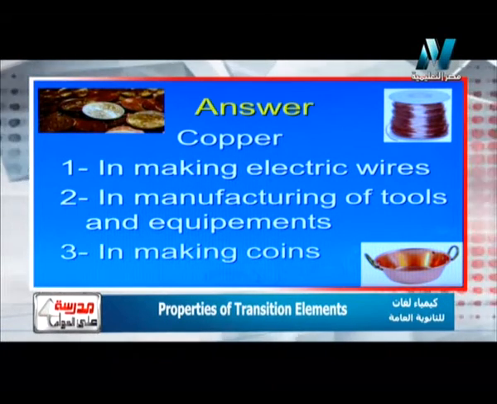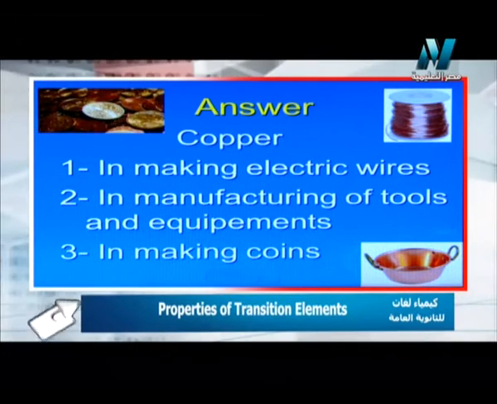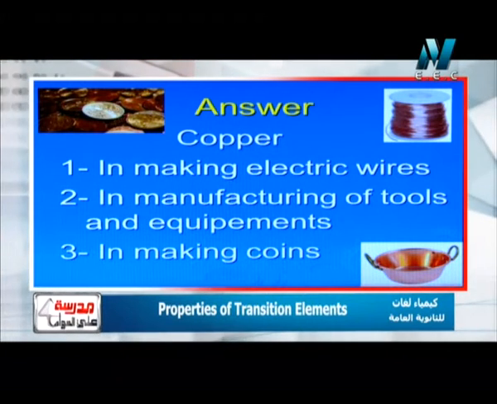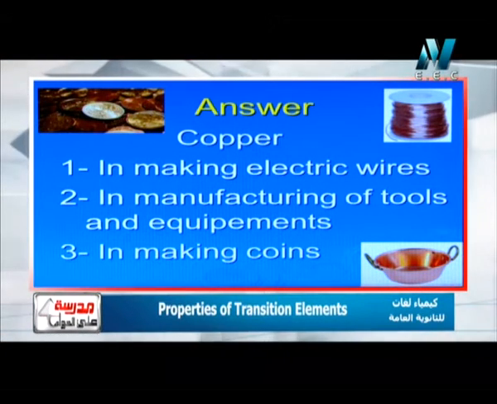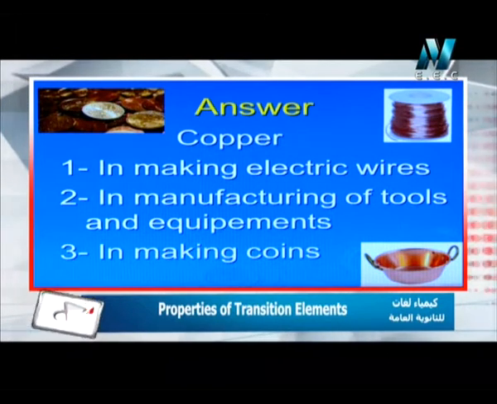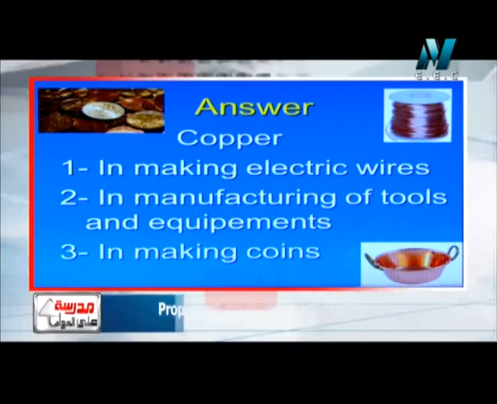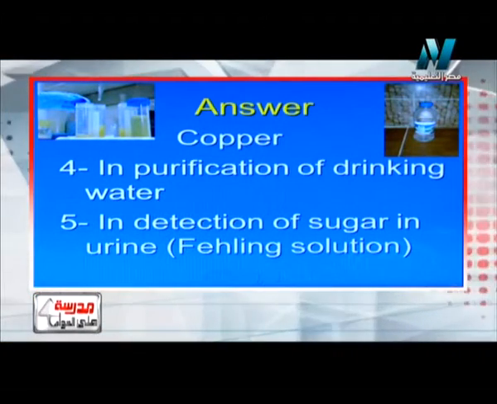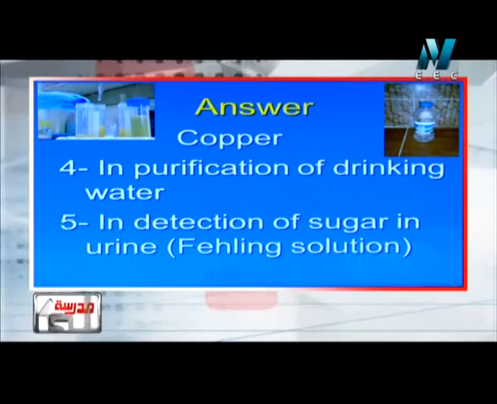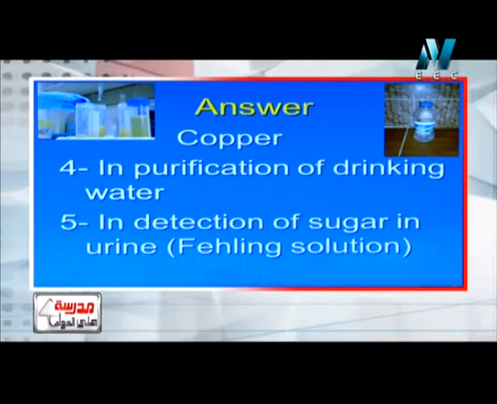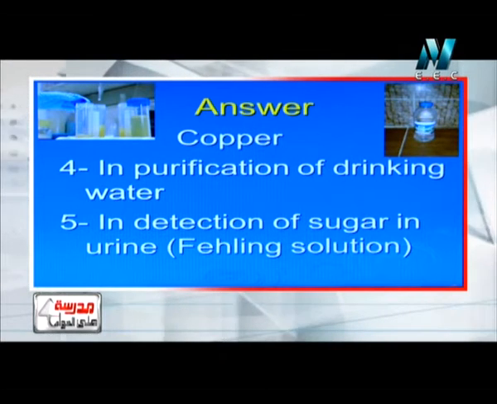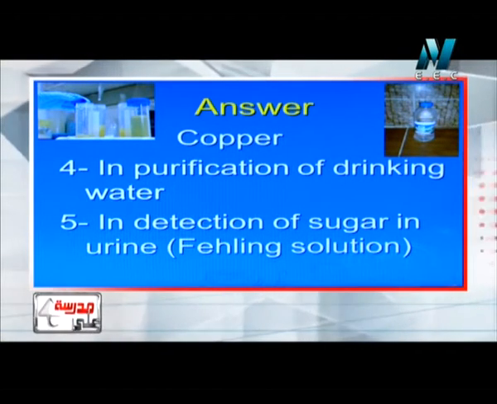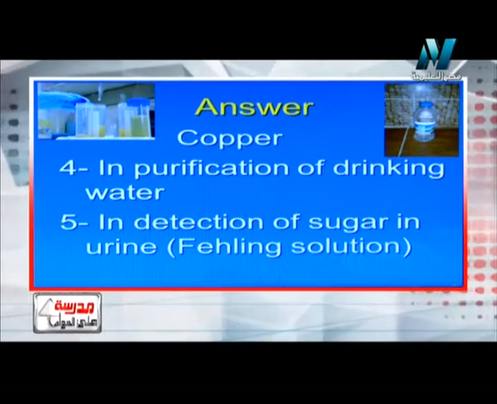Coins may be made of copper, gold, or silver, or a mixture of copper with gold as an alloy of gold. Also, among the uses of copper are purification of drinking water and detection of sugar in urine using Fehling solution. We use copper sulfate to detect water. We will study this in organic. Copper sulfate is used to detect water.